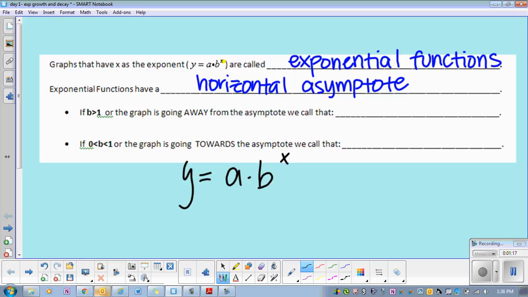All right. So I have y equals a times b to the x. What is my base for this exponent? What is the thing that the exponent is connected to? The b. That is your base. So if that b is greater than 1, if that number there is bigger than 1, or if your graph is going away from the asymptote, then we call that an exponential growth.